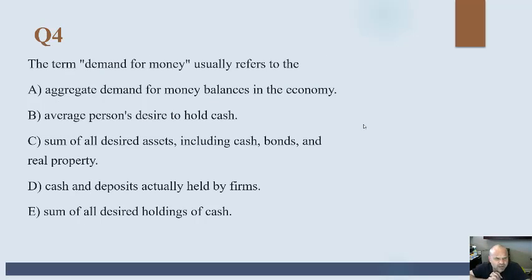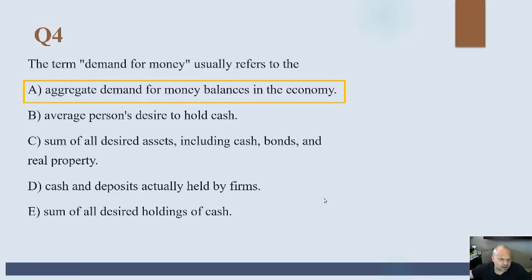Okay, next question. The term demand for money usually refers to which of the following? Hit pause. Okay, the correct answer here is A, the aggregate demand for money balances in the economy. So that's what we are saying the demand for money is. It's the overall aggregate demand. It's how much people want to hold of M1, okay, which are money balances. And remember that the demand for money can consist of the transactions demand and the asset demand for money.